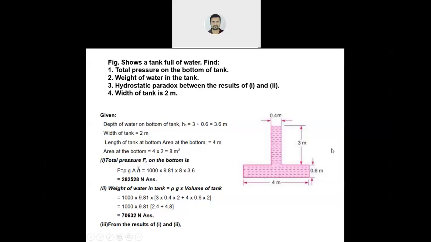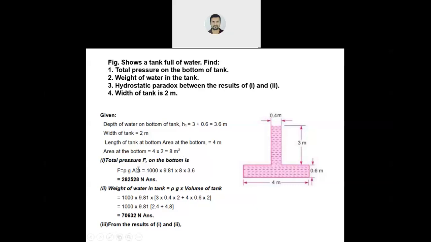Width means the third direction. Here you can see a 2D figure. Width is nothing but the third direction, perpendicular to this paper, or the Z direction you can say. So the area will be how much? This width into this breadth, you can say. So this 4 into the normal direction, normal to the paper, 4 into 2. This will give you the area.